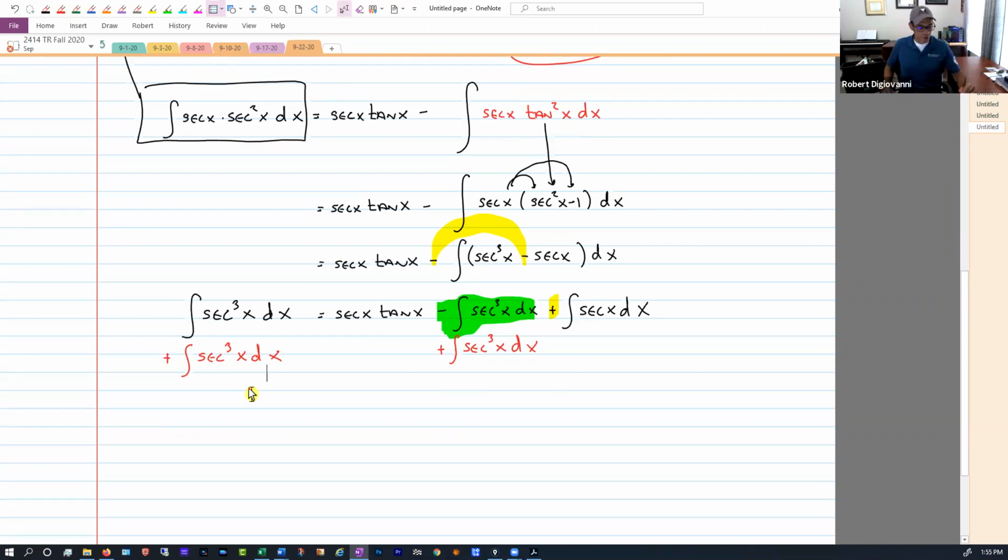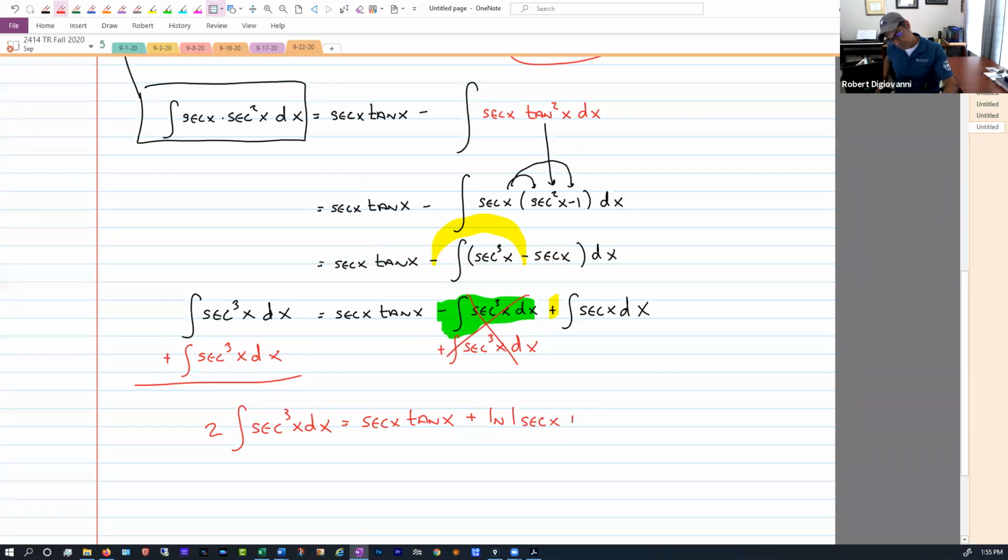So now we'll have two of them, won't we? On the left-hand side, we'll have two of these integrals equals secant x tangent x. This went away. And then we still have an integral to do, the antiderivative of secant x, but we already did that. That was a previous problem. And plus c.